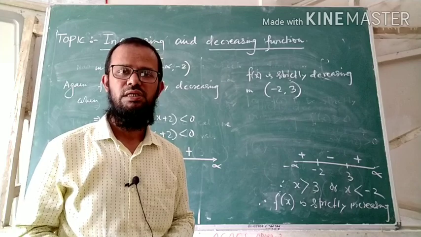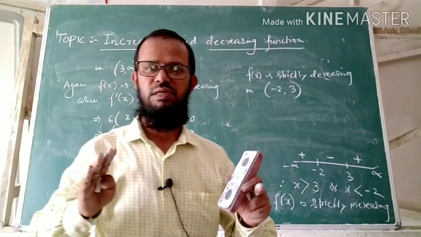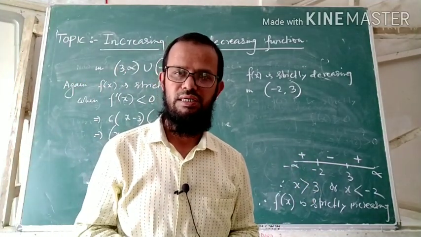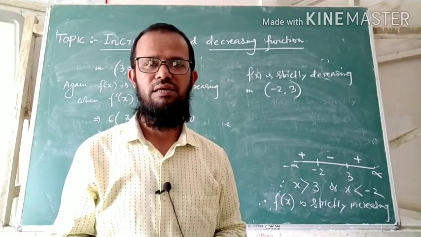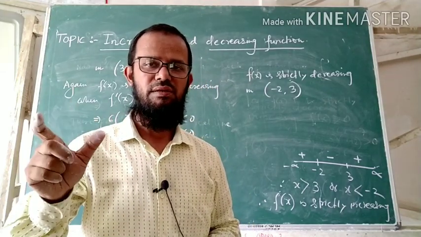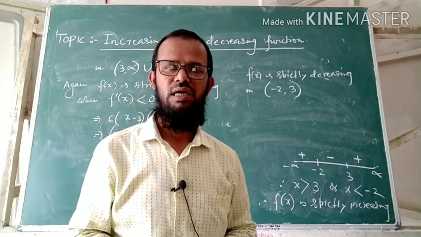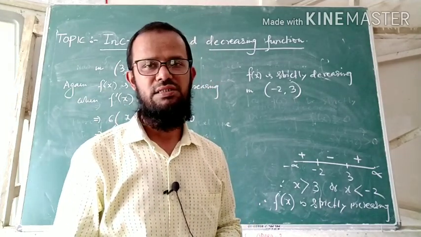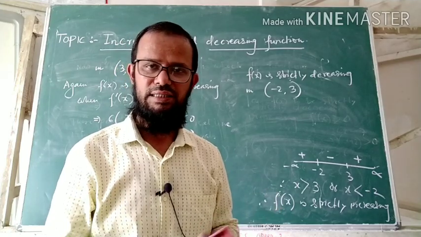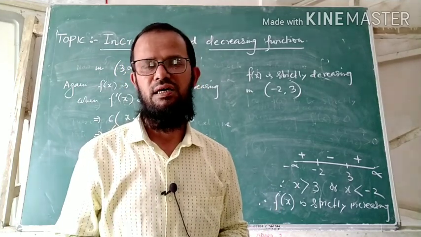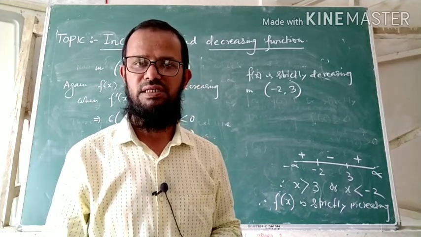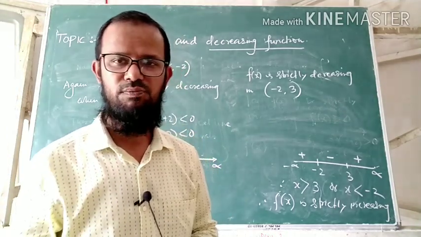वेयर द फंक्शन इज इंक्रीजिंग या डिक्रीजिंग. Throughout the domain should be split according to the critical points, and after finding the critical point you have to check in which interval f dash x is positive, and in which interval f dash x is negative. And if you do like that, then you can easily find the interval where the function is increasing and decreasing. So I hope you understand.